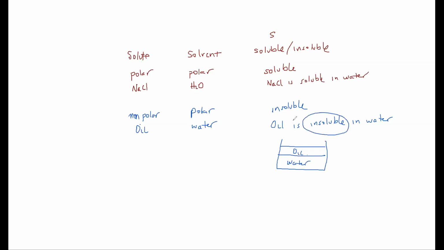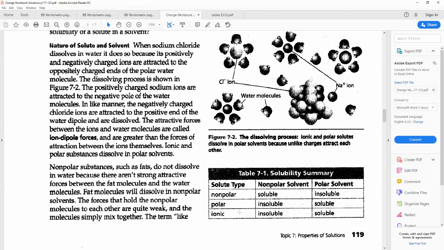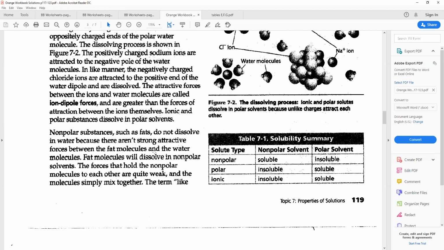Another word is immiscible, not mixable. The oil is not going to dissolve, it's going to be insoluble. What does immiscible mean? They don't mix. So that is what this chart is talking about, the nature of the solvent. If they're both nonpolar, it's going to be soluble. If one is polar and the other one is nonpolar, they're going to be insoluble.